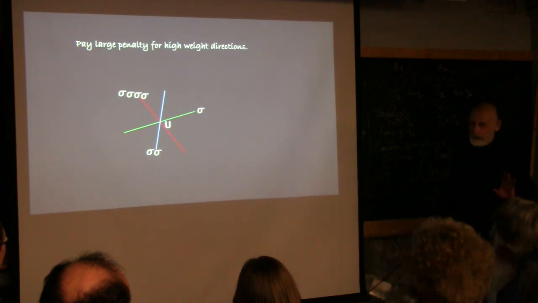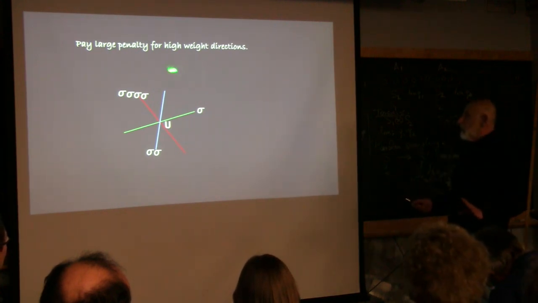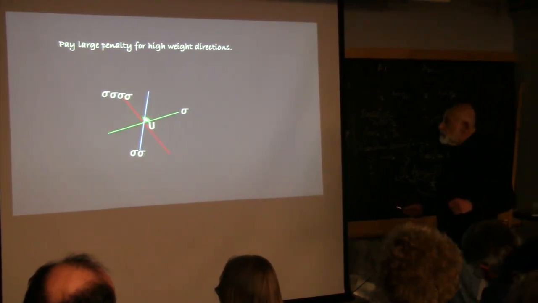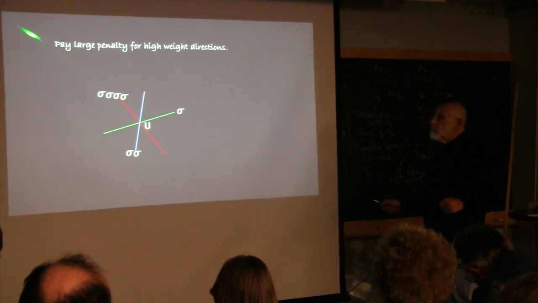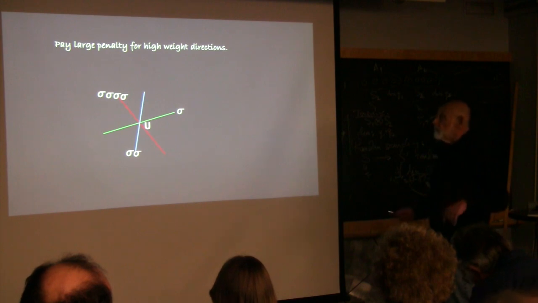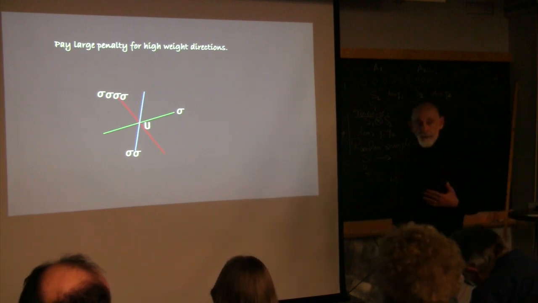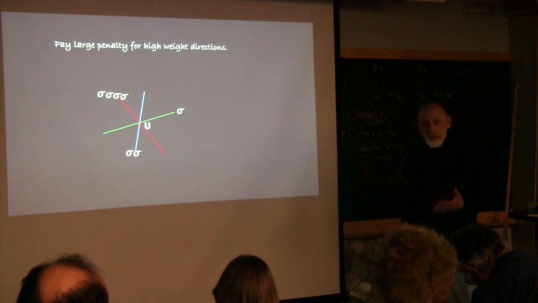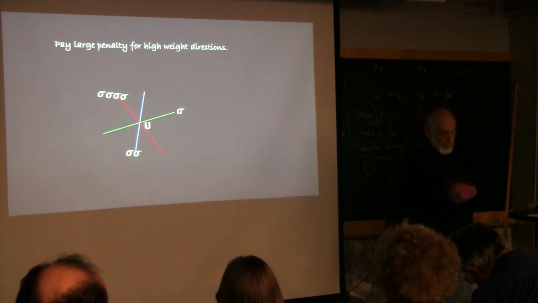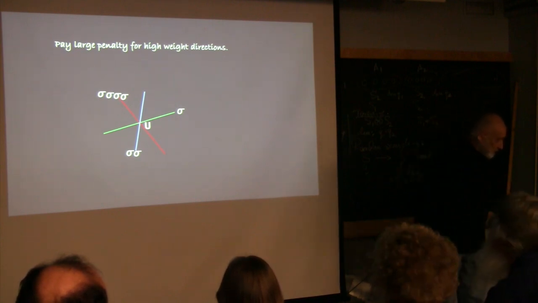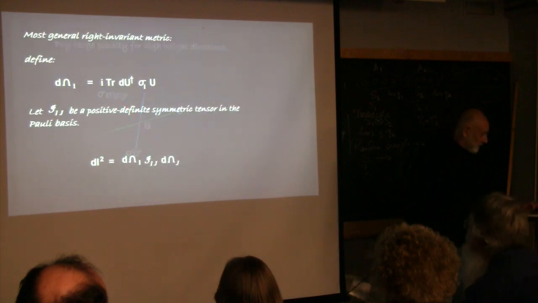What we want to do to define the complexity metric is penalize directions of high weight. We want directions of high weight to correspond to a large metric or a large distance. We want to pay a large distance for highly complex operators and a smaller distance for not such complex operators. That would define a metric which would have features similar to relative complexity. Punish the very complex directions, don't punish the less complex directions.